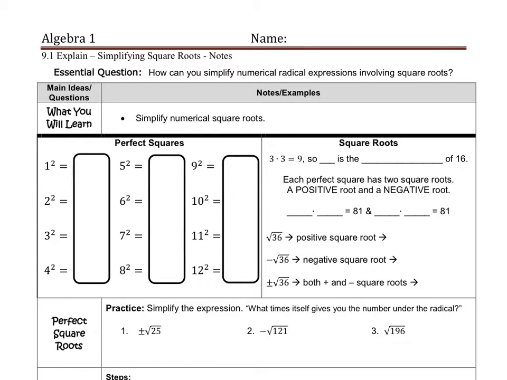Today we're going to start working on simplifying radical expressions involving square roots. So to get you back into square roots, I want you to fill out this whole table of perfect squares. 1 squared is 1, 2 squared is 4. Fill out all 3 columns, pause your video while you're doing it, and then check back.